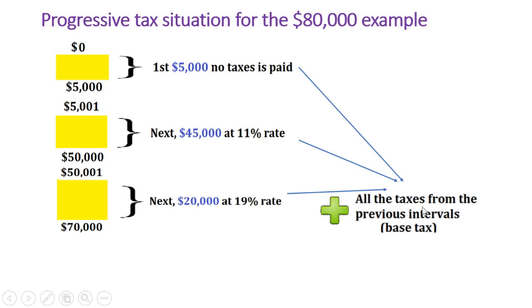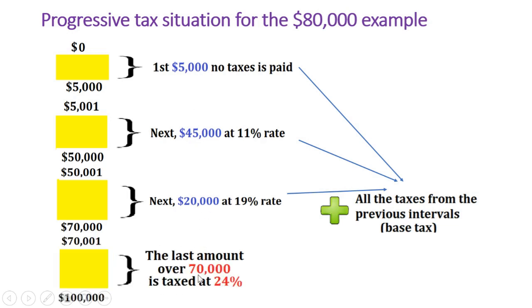the base tax we use must refer to all the previous tax brackets, the tax intervals that we have calculated. So the base tax must include the first 5,000, on which no tax is paid, the next 45,000, and the other 20,000. And the last amount over 70,000, in our case, 80,000 minus 70,000, that 10,000 is taxed at 24%. And then we have to add it to the base tax.